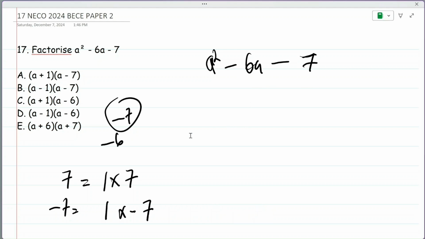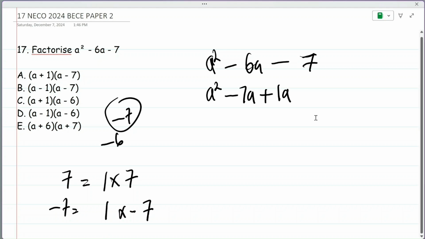So after doing that, we have a squared. Let's take the minus 7 first, minus 7a, so we don't get things complicated. Then you have plus 1a. You can make it just a, but for you to understand, we put 1a first. So we can write a squared minus 7a plus a minus 7. We've now removed the 1 from a, so it's still 1a, the same thing, a or 1a.